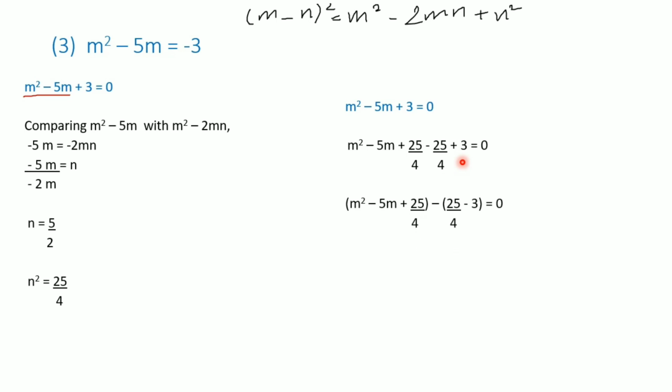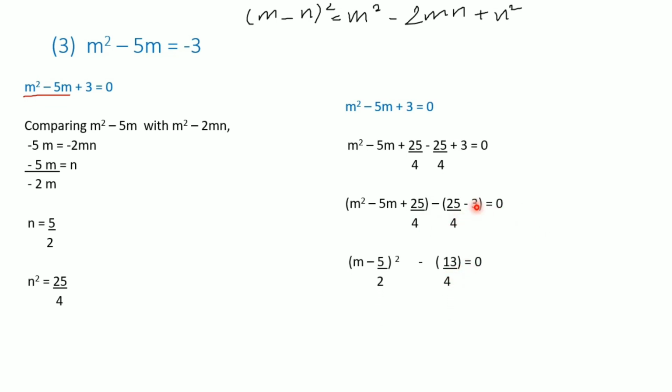So this is how we'll get it, and then we will check whether m square minus 5m plus 25 upon 4 is an expansion of whom. So we'll check m square is a square of whom? It is the square of m. And 25 upon 4 is a square of whom? It's the square of 5, and 4 is a square of 2. And there is a minus sign here. So this is the formula of m minus 5 upon 2 the whole square. I repeat, it will be m minus 5 upon 2 the whole square.